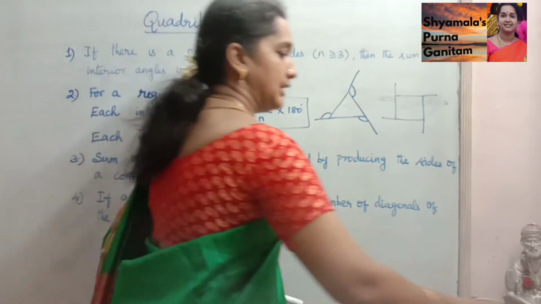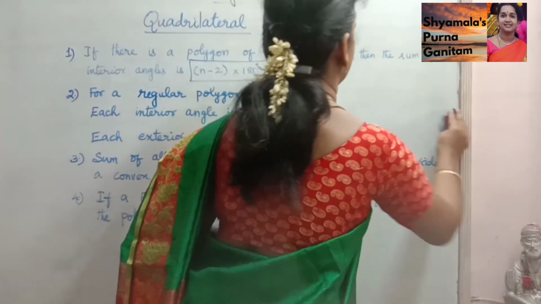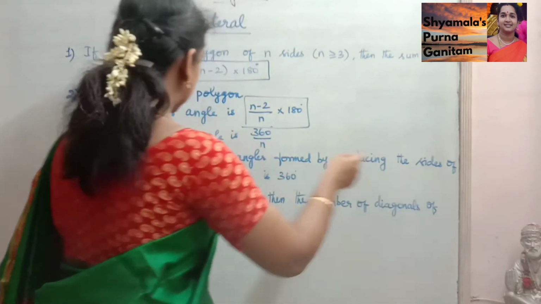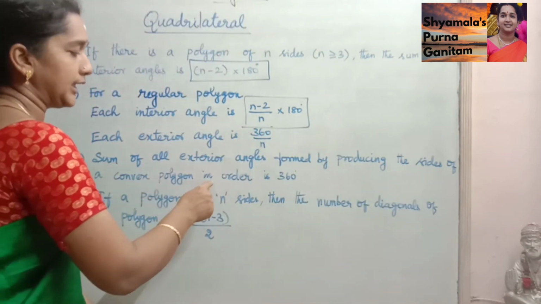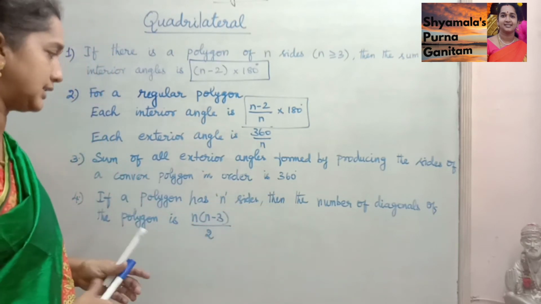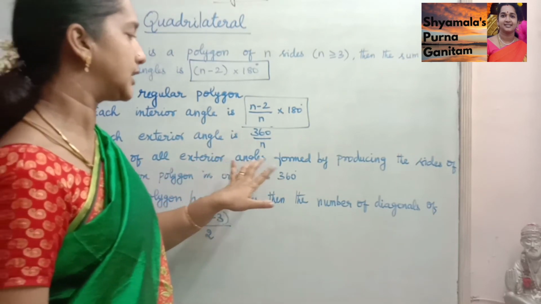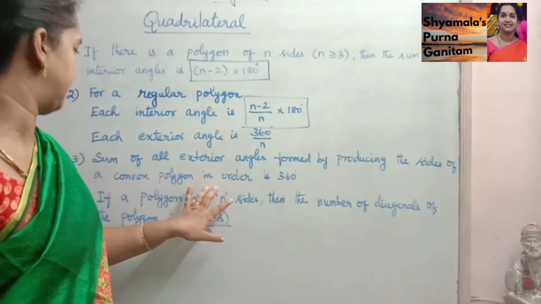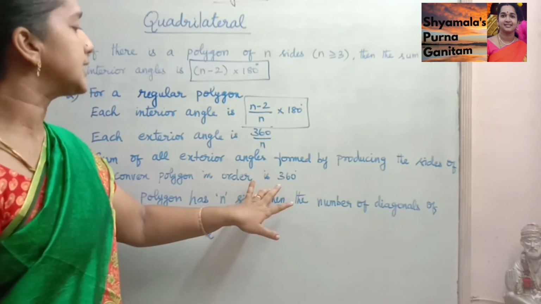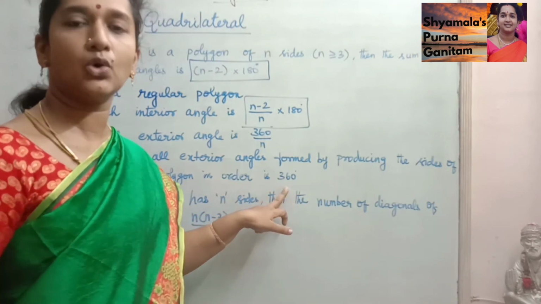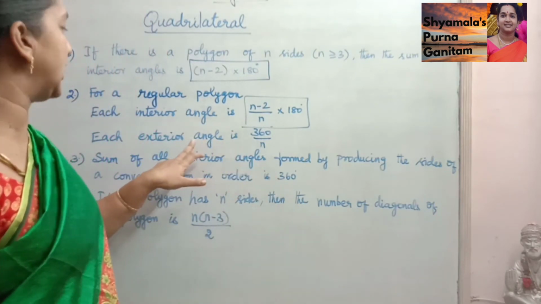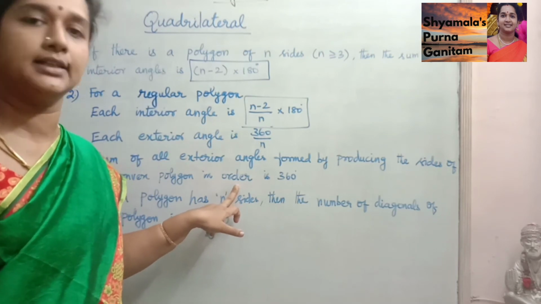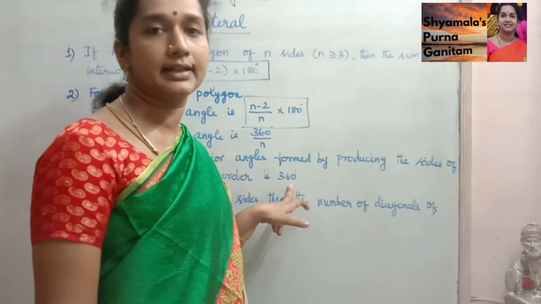The next point: the sum of all exterior angles formed by producing the sides of a convex polygon in order is 360 degrees. If we add all the exterior angles, the sum of all exterior angles in a convex polygon is 360 degrees.